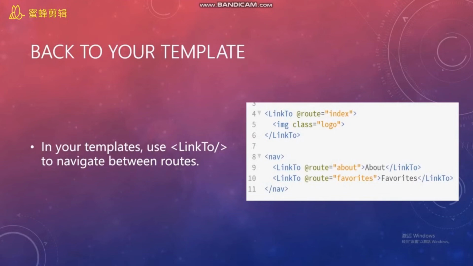There are 3 link-to tags, and inside the link-to, there is a route attribute, which indicates which template is being redirected to. In the first link-to, there's index. So once the user clicks on the logo image, they will be redirected to the index template, and about and favorites do the same thing.